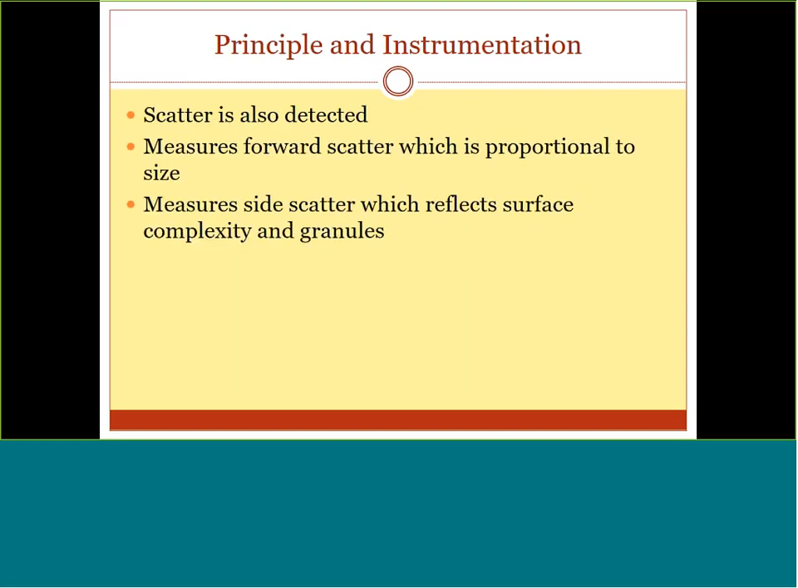As they go by that light source, scatter would also be detected, and scatter will help determine size and if the cell has granules. So forward scatter is going to tell us how big the cell is. It's proportional to the size of the cell. I do need you to remember that. That's important. Forward scatter will tell us size. Side scatter is going to tell us the complexity, or if the cell has granules inside of it. That also is important to remember.